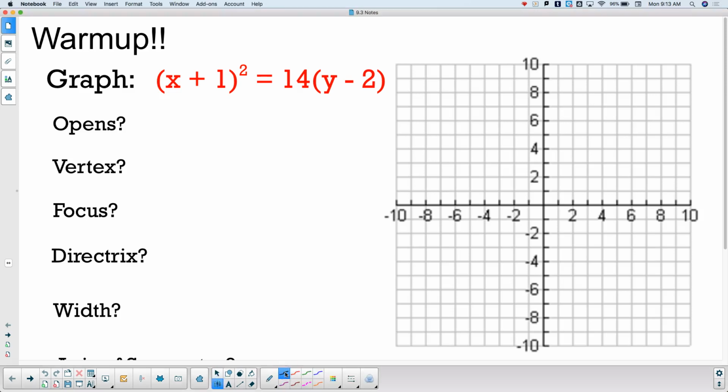Bear, talk to me. The vertex is -1, 2. Love it. Because we're thinking opposite on both of those. So -1, 2 puts my vertex right there.